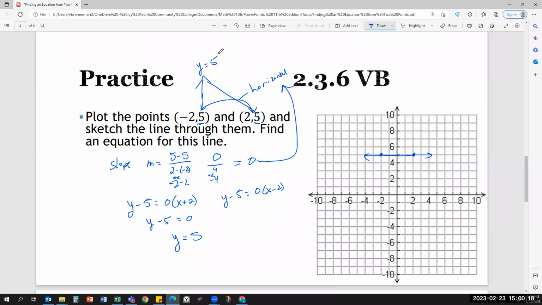Once you graph it and see it's a horizontal line, once you find the slope, anywhere in that process, you might be like, oh, this is a horizontal line. This is the equation without doing any further work of the process. So that process of finding the equation, you don't have to do every single step if you recognize what the equation should be without that.